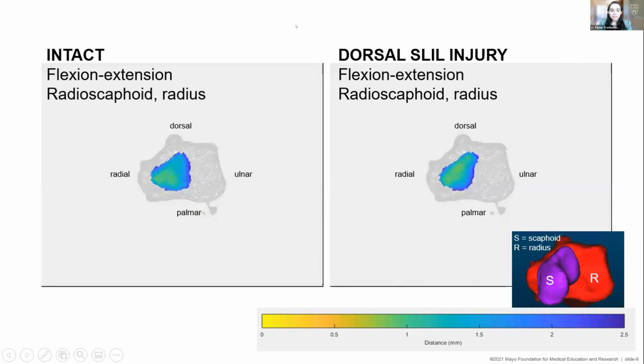These proximity maps are demonstrating the changing distances between the scaphoid and the radius on the scaphoid facet of the radius. We've included two cuts here, the first being the intact condition and this one being after injury to the dorsal scapholunate interosseous ligament. Yellow is representing closer proximity and blue greater proximity or more distance.